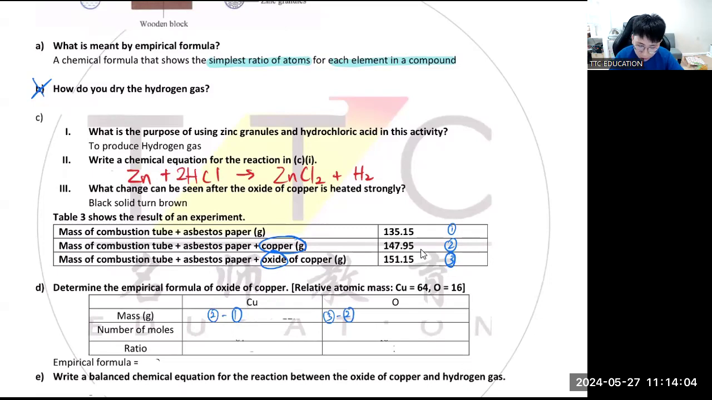So you can see from here that you get something like this. Once you have this, how do you find the number of moles? The formula you learned before: mass over molar mass. The molar mass is provided by the question, so you don't have to memorize it yourself. Take mass over molar mass and you see the same number, the ratio is 1 to 1, so you get CuO. Of course, this is something very easy in your empirical formula.